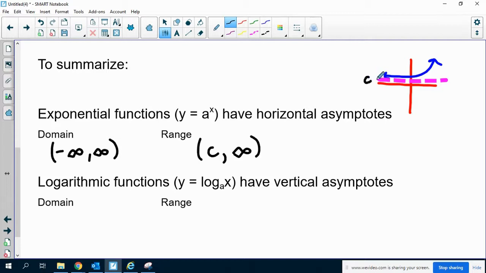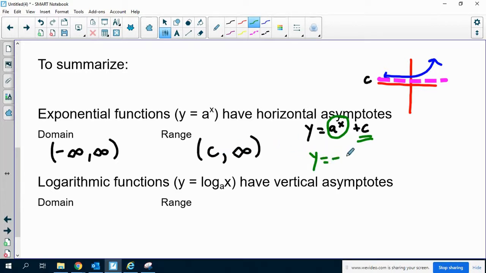So if this line is at c, like for example, if I had y equals a to the x plus c, this can never get less than 0. And then I have this plus c. So I have c there.